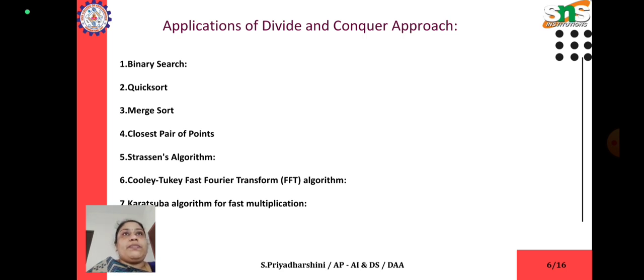In the same way, the closest pair of points is a problem from computational geometry. Then Strassen's algorithm is an algorithm for matrix multiplication. Then the Cooley-Tukey fast Fourier transform algorithm is named after them. It follows divide and conquer and has a complexity of order n log n. Then the Karatsuba algorithm for fast multiplication is also used to multiply two n-digit numbers by reducing the problem down to single-digit multiplications.